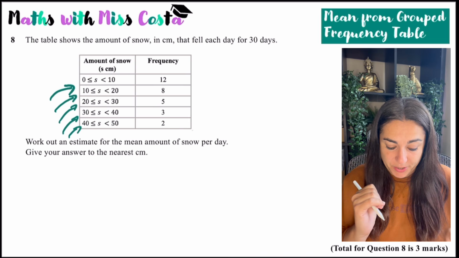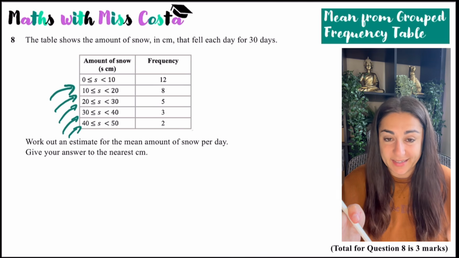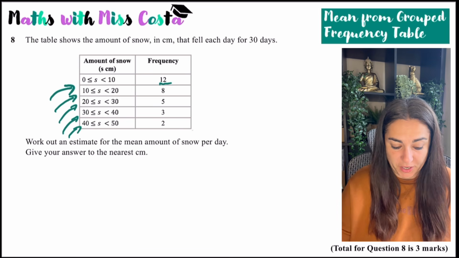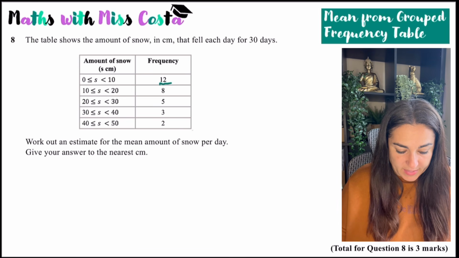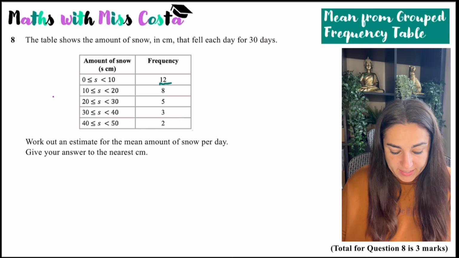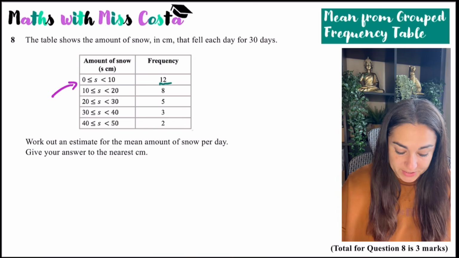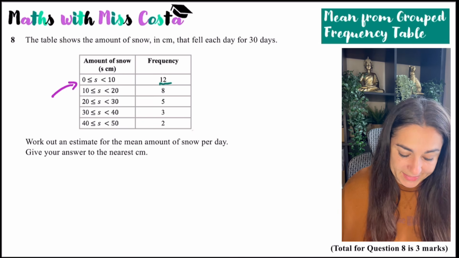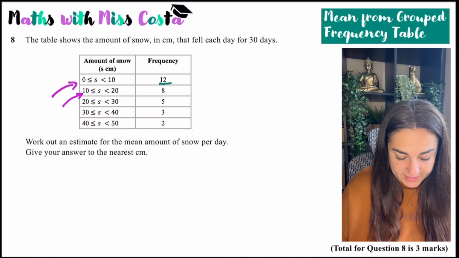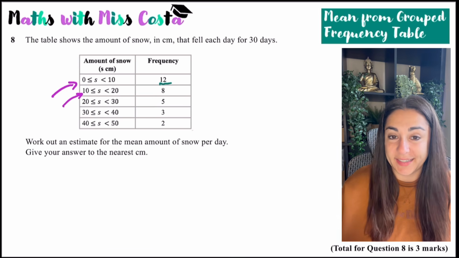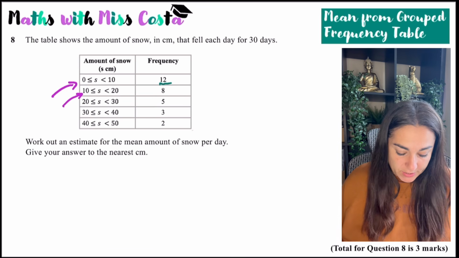So between 0 and 10 centimetres, there were 12 days where between 0 and 10 centimetres of snow fell. Now, this category here means 0 is less than or equal to the snow, which is less than 10. So if it was exactly 10 centimetres, it would actually land in the next category. But that's not necessary for this question, just a bit of side knowledge there.